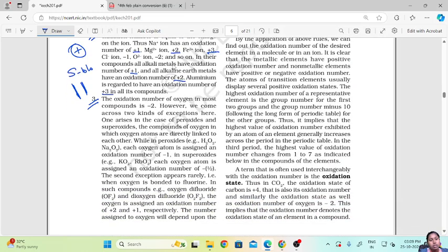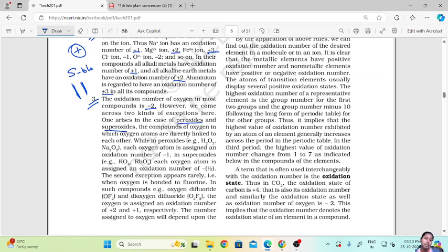Third rule: the oxidation number of oxygen in most compounds is -2. However, we come across two kinds of exceptions here. One arises in the case of peroxides and superoxides, compounds of oxygen in which oxygen atoms are directly linked to each other. So in most cases, oxygen has an oxidation number of -2. However, there are two kinds of exceptions.